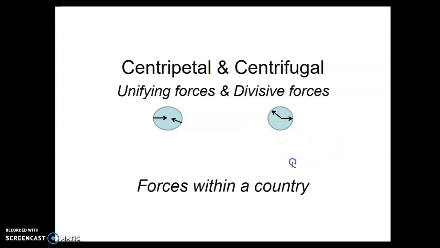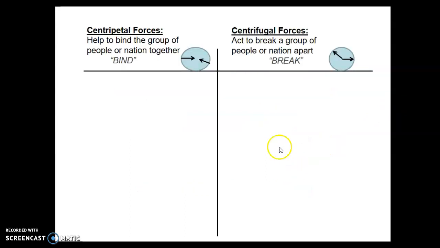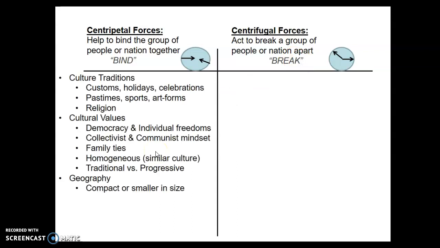So we're going to fill out a chart together, and you've drawn your little diagrams. Centripetal forces help bind a nation together. Centrifugal forces break us apart. So examples of good stuff: culture and traditions, cultural values, and geography. So traditions like customs and holidays and religion, where we all come together, that helps have cohesion in a society.